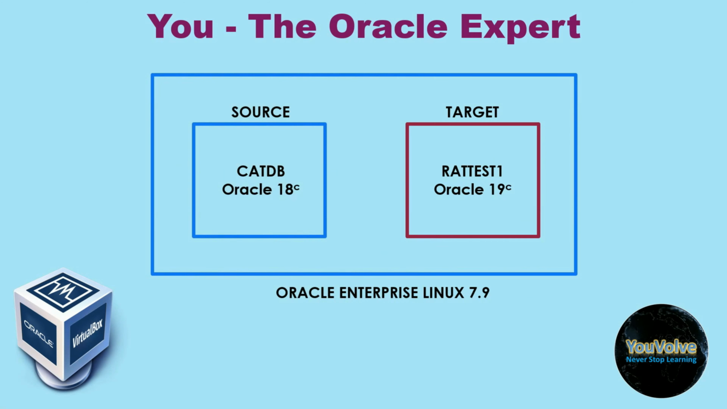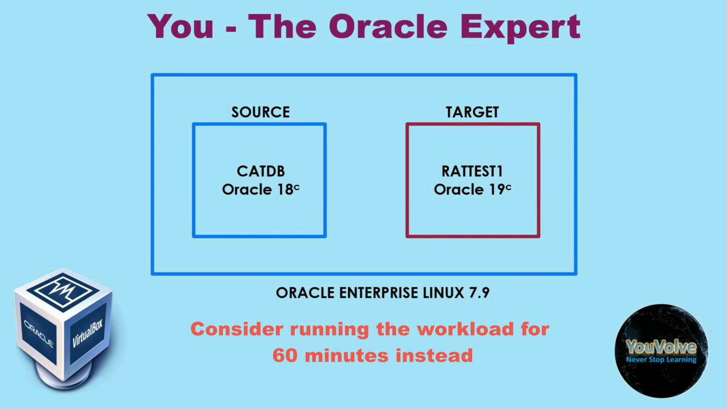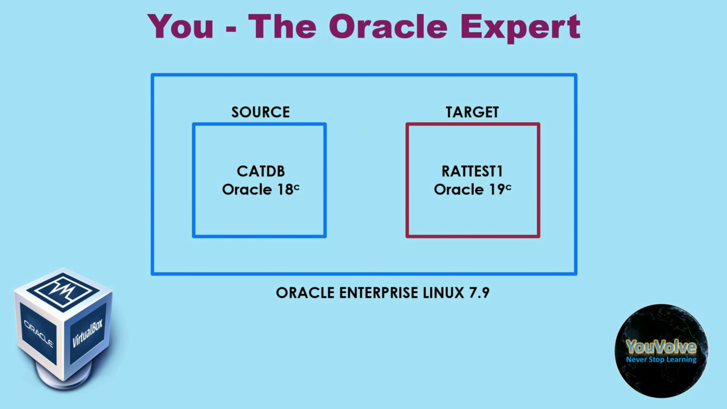For this demonstration, I will use an Oracle 18C database named CatDB as my source database and an Oracle 19C database named RAT-Test1 as my target database in an Oracle Enterprise Linux 7.9 environment. I will create a mock workload in the source database by running a PLSQL block with a few SQL statements in an infinite loop for 15 minutes and capture it by running RAT commands. Then I will transfer the workload and replay it in the target system.